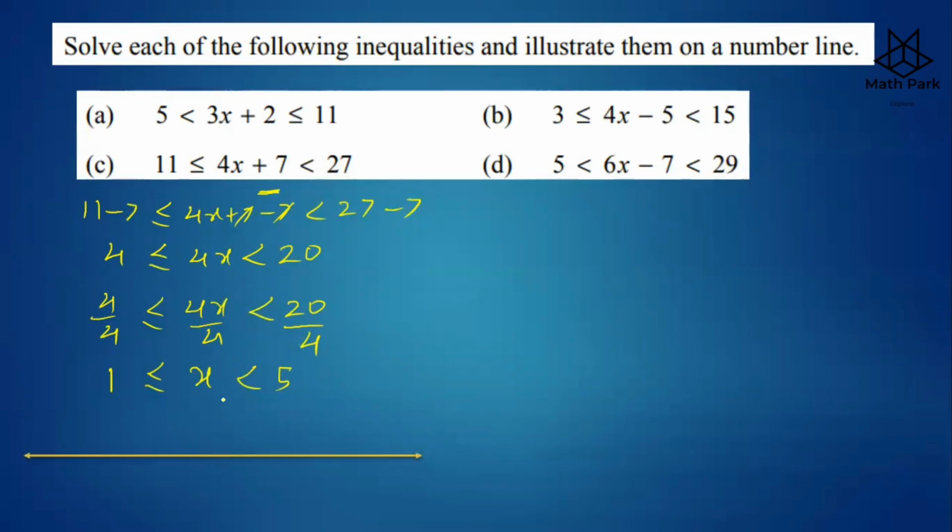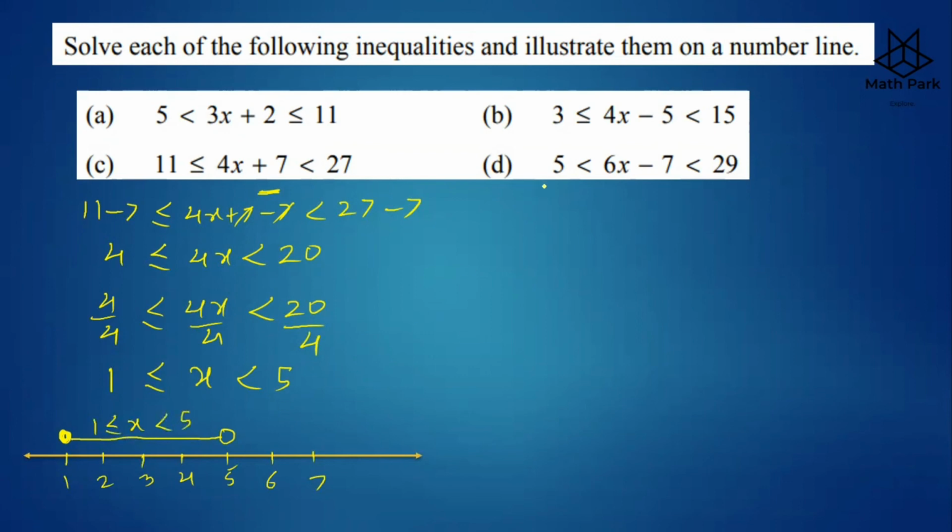Now to represent this on the number line, 1 is less than or equal to x, and less than 5. So we will start with 1. So we'll have 1, 2, 3, 4, 5, 6, 7. We can go on. On the right hand side the numbers go on increasing. Now 1 is less than or equal to, so this is going to be a darkened circle at 1. And at 5, we are going to have a hollow circle because it is simply less than. So this is the number line that represents this inequality, 1 less than or equal to x less than 5.